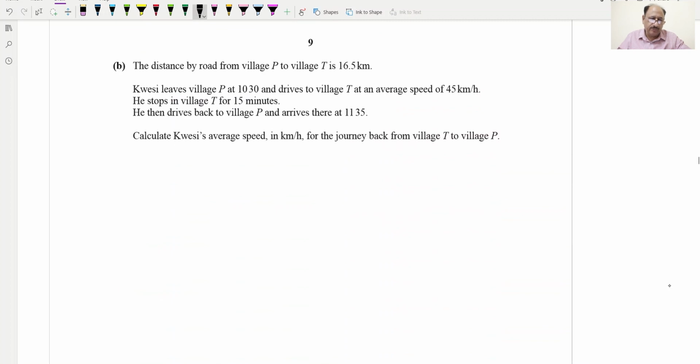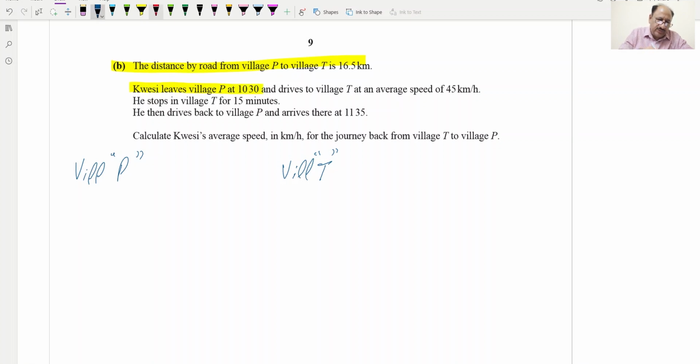Now the B part says the distance by road from village P to village T is 16.5 kilometers. So from village P to T, we can understand basically the situation. This is village P, and this is village T. Basically, these are two villages, and this person leaves village P at 10:30.